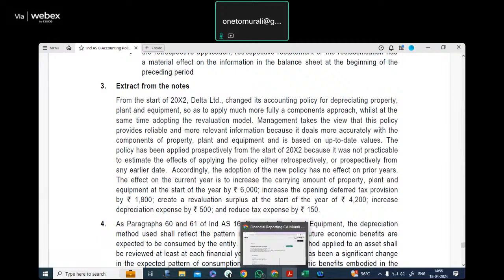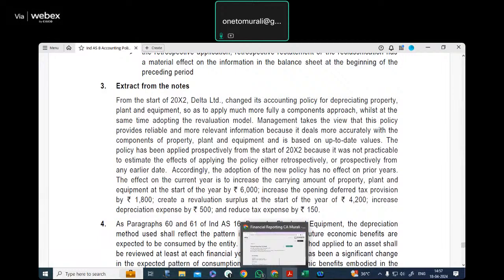So the policy has been applied prospectively from the start of X2 because it was not practicable to estimate the effects of applying the policy either retrospectively or prospectively from the earlier date. So that is what they have just indicated. See, the problem is about how you are going to give the disclosure. Accordingly, the adoption of the new policy has no effect on prior years.